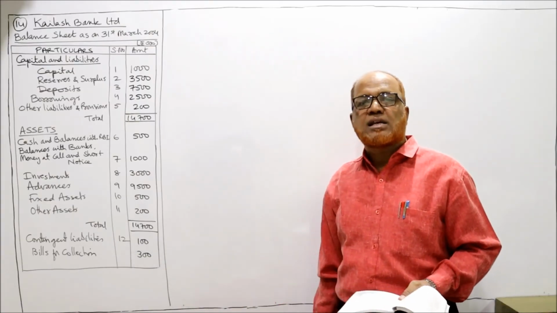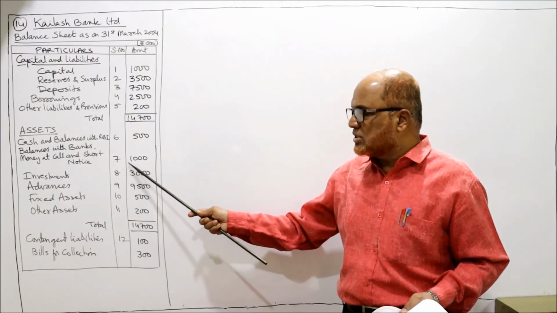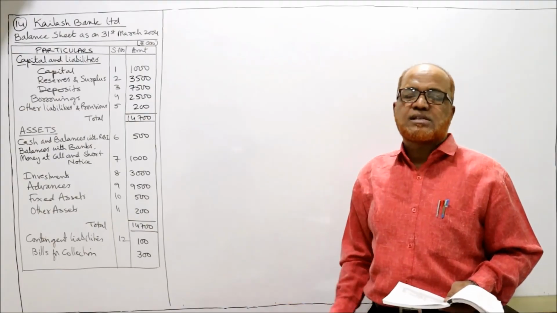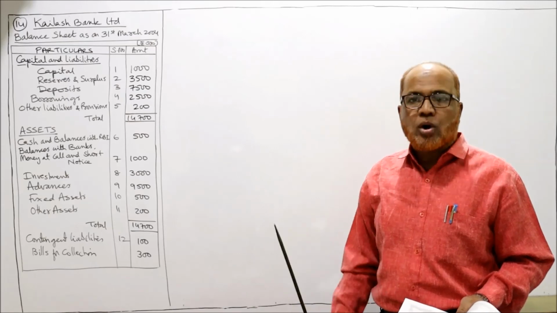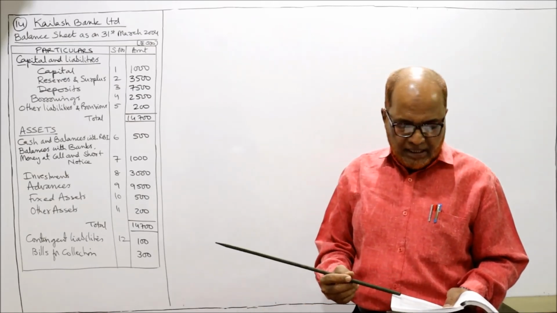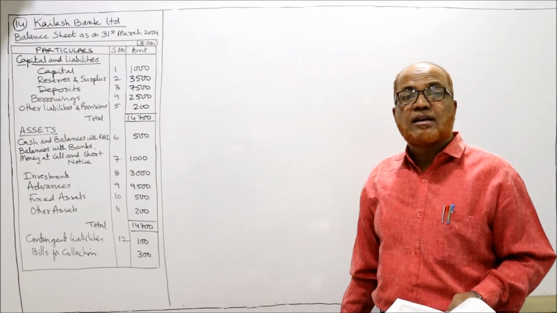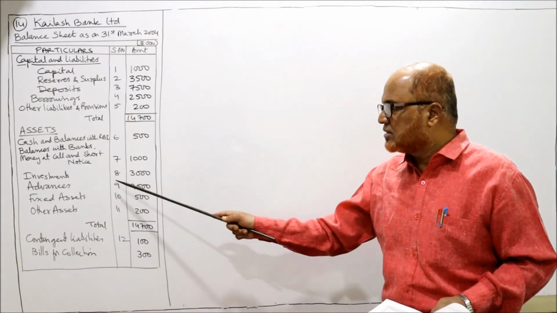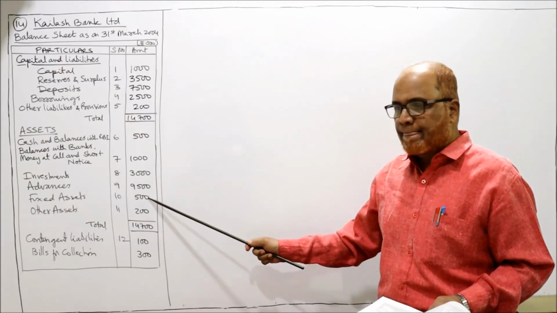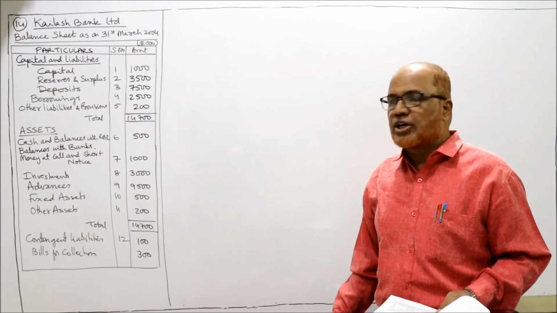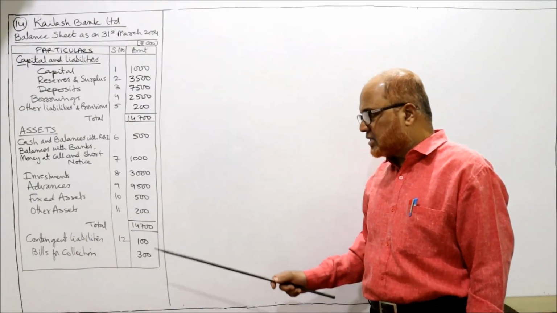Next item, balance with banks and money at call and short notice 7th schedule, 1,000. Next item is reserves and surplus schedule number 2, 3,500. Next item given is borrowings schedule number 4, that is 2,500. Next is advances, 9th schedule, 9,500. Next item given is fixed assets, 10th schedule, 500. Next item is other assets, 11th schedule, 200. Last item is contingent liability, 12th schedule, 100.